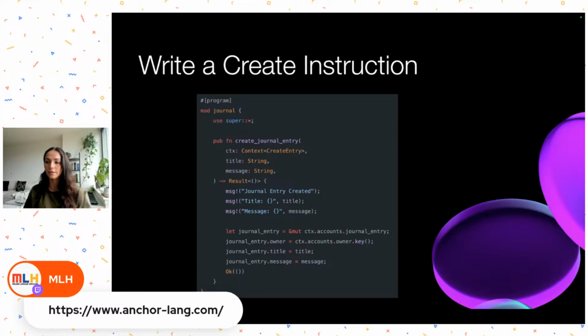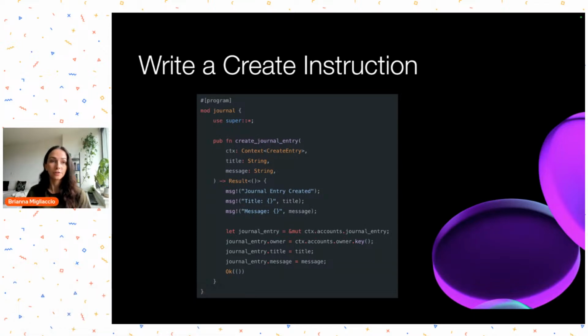So this is going to be where all of your instructions live. The first instruction is just creating a journal entry. And I want to pass through the title and the message of the journal entry that I want to create.